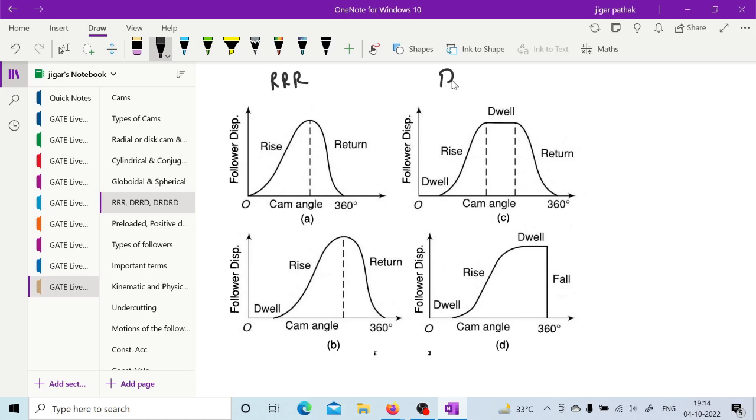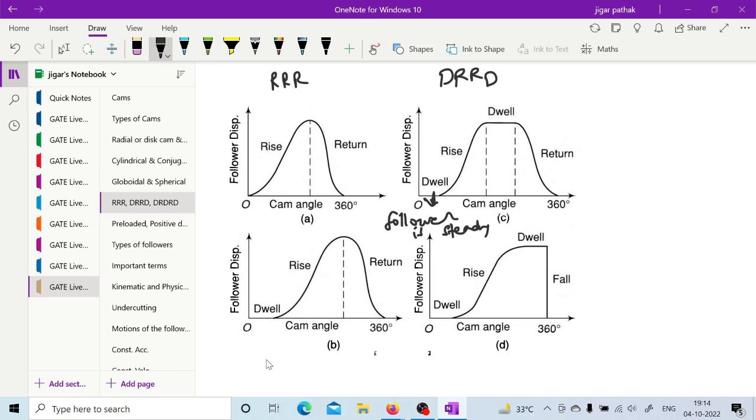After that there is DRRD, that is dwell, rise, return and dwell, right? Dwell means your follower will not have any motion, right? So during this dwell time the follower is steady, that is known as the dwell time. So dwell, rise, dwell and return. So this is how you are having this dwell, rise and dwell. It will again follow the same cycle.